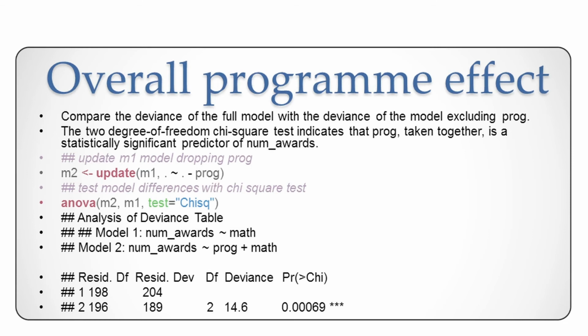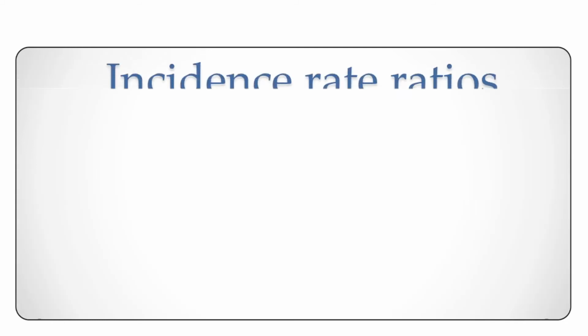The result we get is something very similar to the anova output used in the case of linear models, except that here it is an analysis of deviance table rather than an analysis of variance table, and we see that the difference is statistically significant with a p-value of 0.00069. So the significance of this chi-square test indicates that program is, in fact, a statistically significant predictor of num_awards.